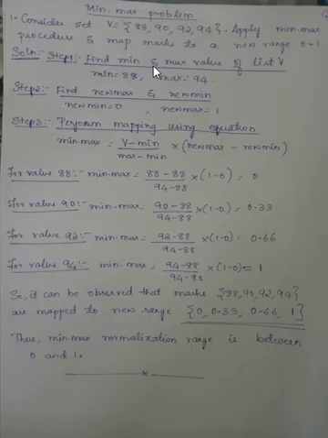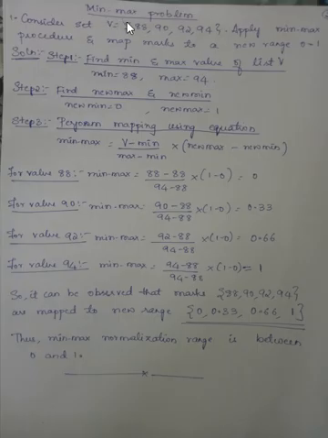Step 1, you first find out which is the minimum and maximum value in the list V. So in the list V, the minimum value is 88, maximum is 94. So take min equal to 88, max equal to 94. Step 2, find new max and new min. Because here we are going to do normalization, I'm going to change the value of all of these.